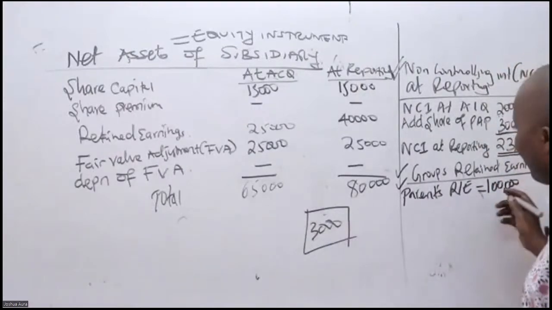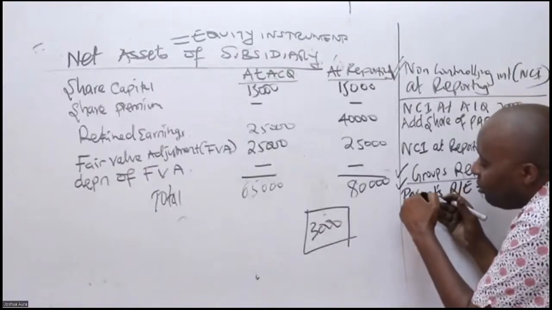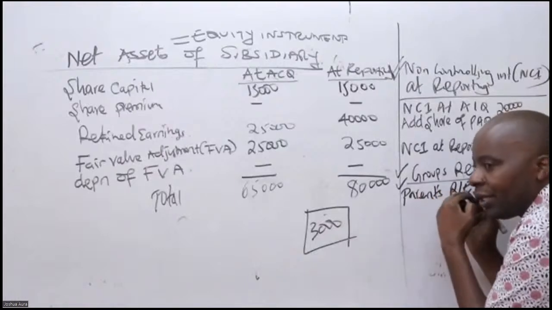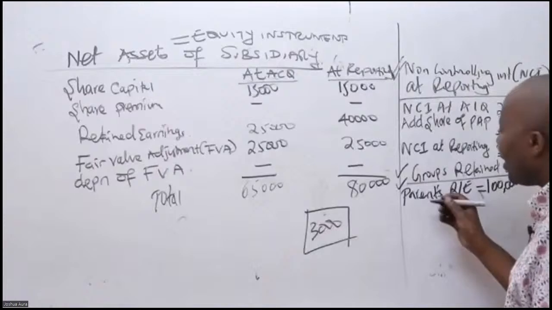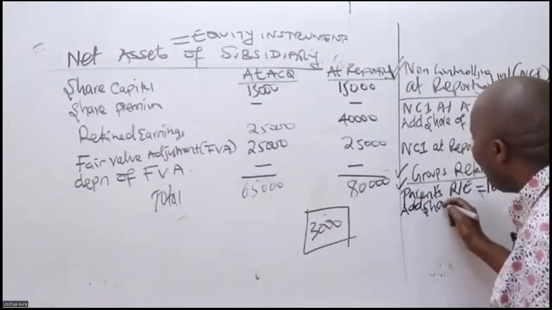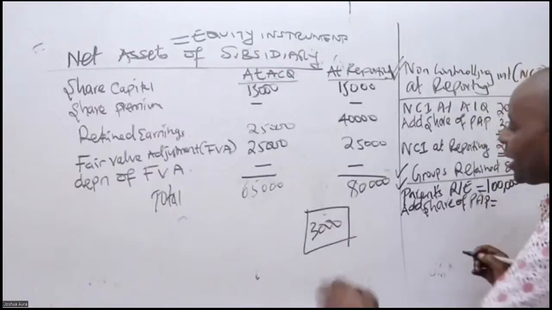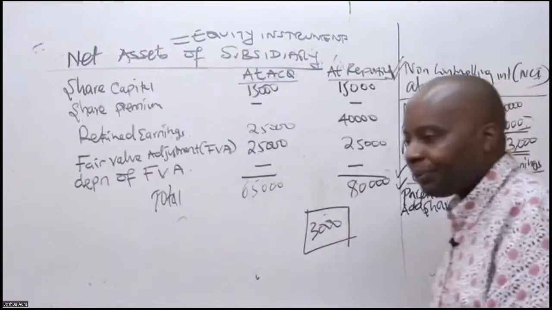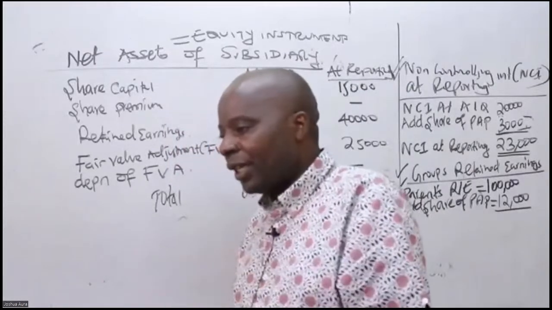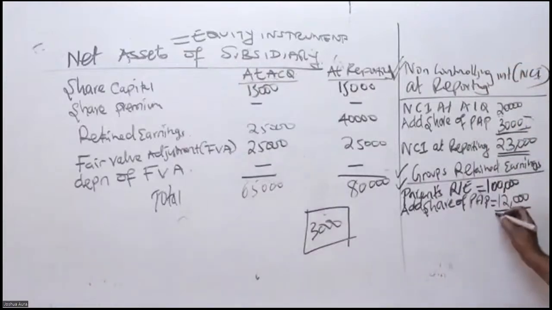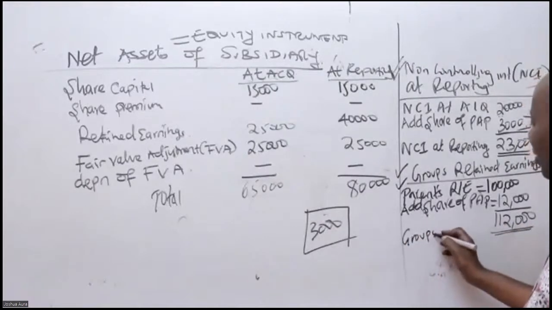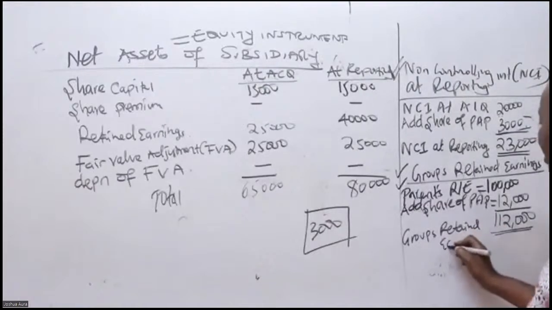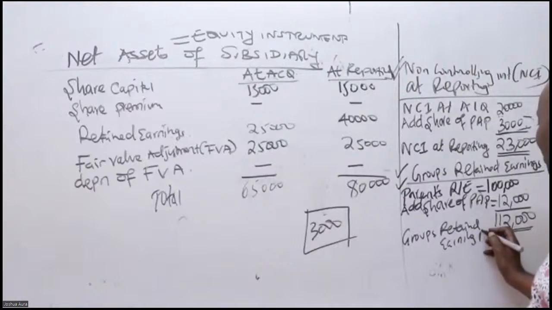But this parent, in the year, has gotten a contribution from the subsidiary. So you come and add share of POP. If you remember that cell where you had the POP, the post-acquisition profit, you simply come and add it there, 12,000. This gives us 112,000. So this is the group's retained earnings at reporting.